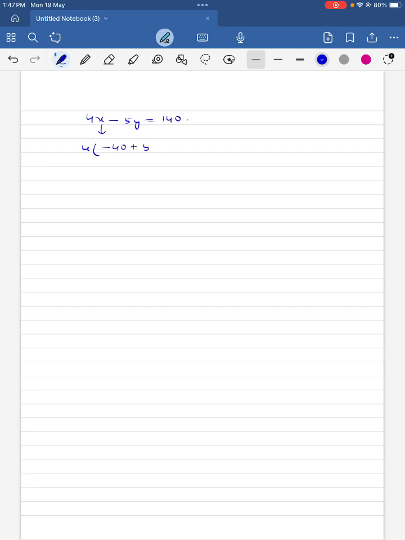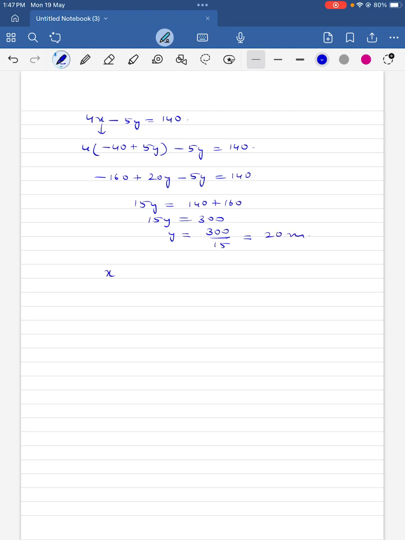4 times minus 40 plus 5y, minus 5y equal to 140, which gives me minus 160 plus 20y minus 5y equal to 140. That is 15y is equal to 140 plus 160, which is equal to 300. And hence I would get the value of y as 300 divided by 15, which is equal to 20 meters.